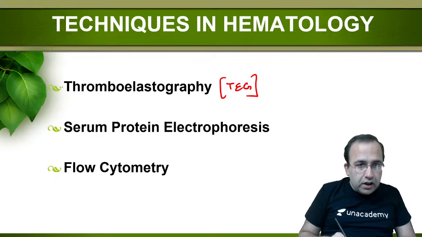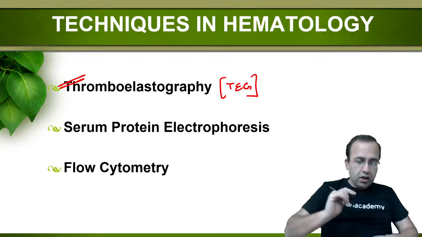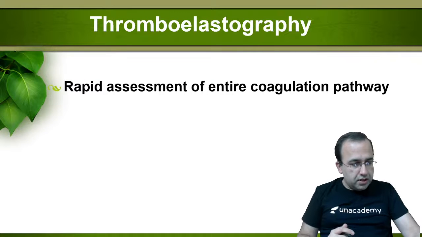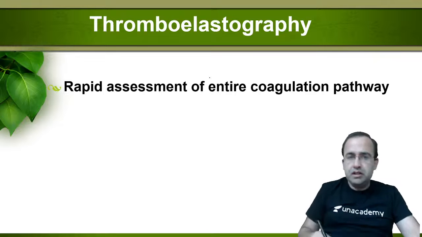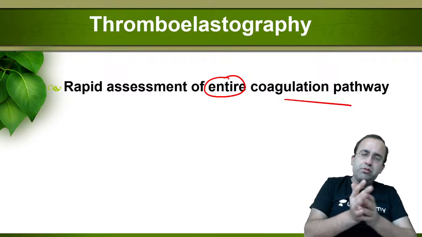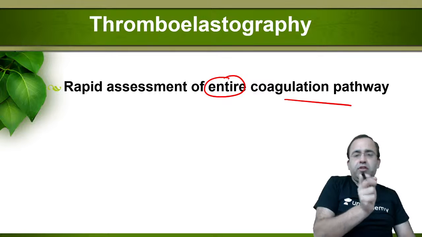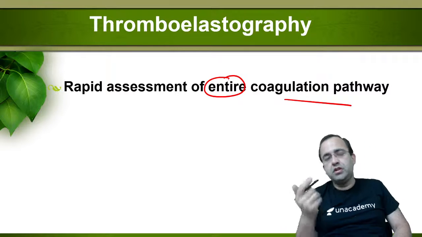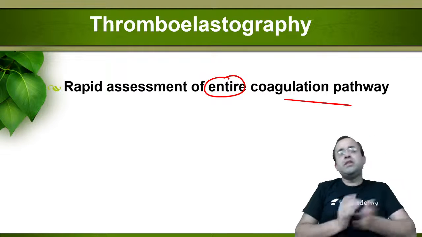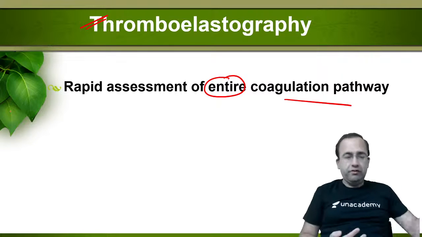So let us start with our first technique, that is TEG, thromboelastography. What do we do in thromboelastography? It is used for rapid assessment of the entire coagulation pathway. This was the exact question, an easy one, which was asked in the INI paper also. The question was for rapid assessment of the entire coagulation pathway, what technique is used? You very well know that PT is for the extrinsic pathway and PTTK is for the intrinsic pathway. So for the entire coagulation pathway, we use thromboelastography.